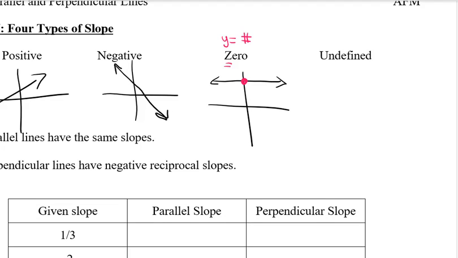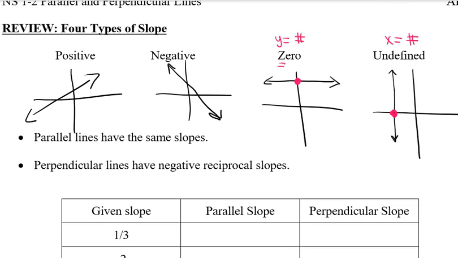An undefined slope is slightly different. That is going to instead cross somewhere on the x-axis. So that's a line that crosses on the x-axis, and that'll be an undefined slope. And whatever that value is, wherever it crosses the x-axis, that's going to be the general equation for it: x equals some number.